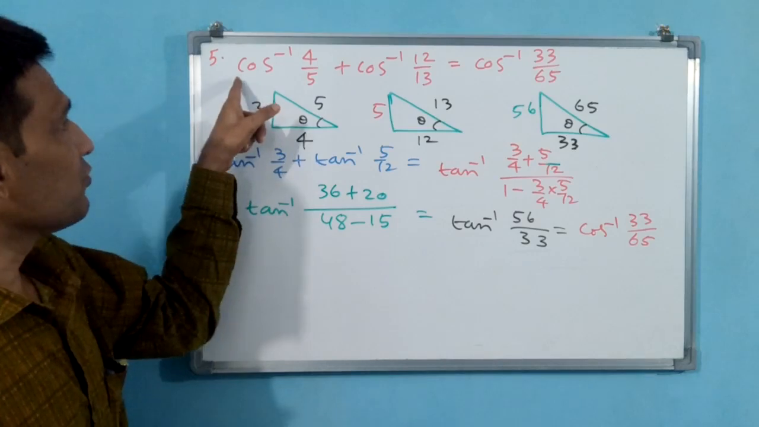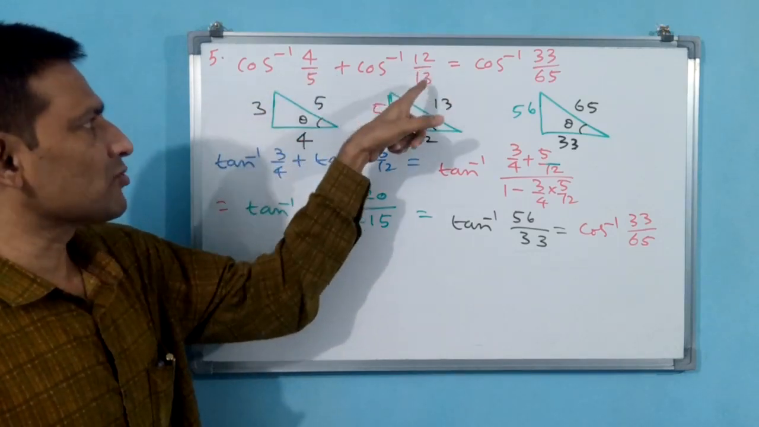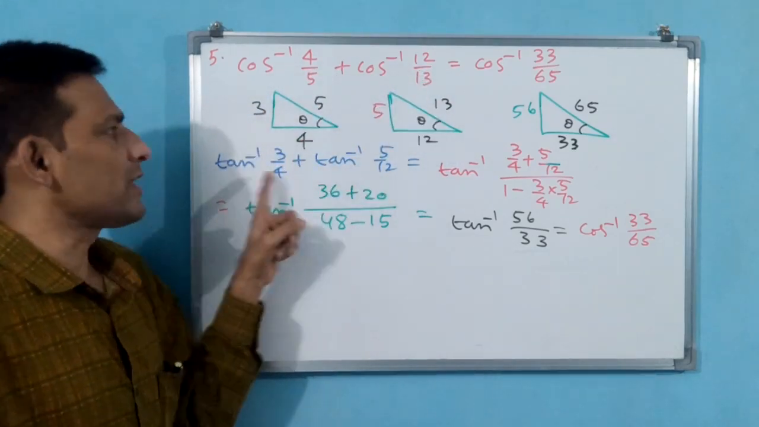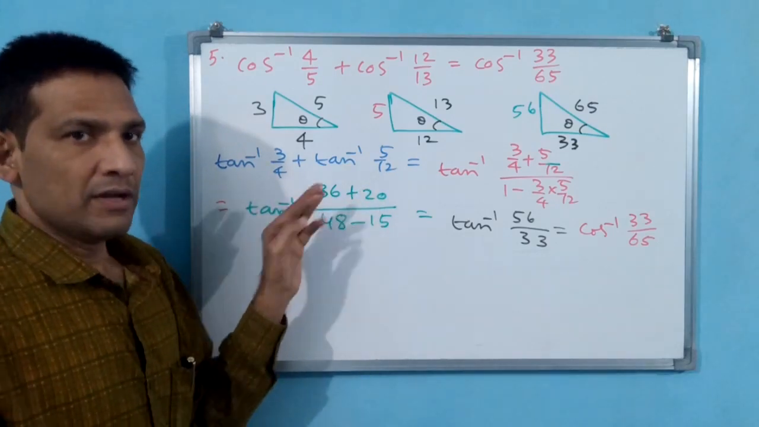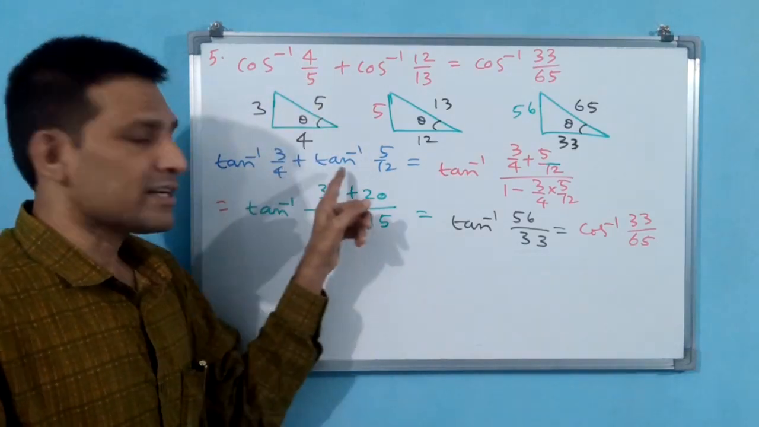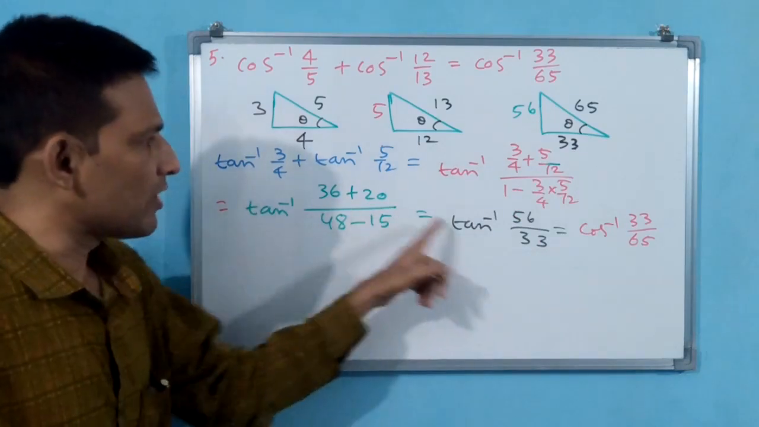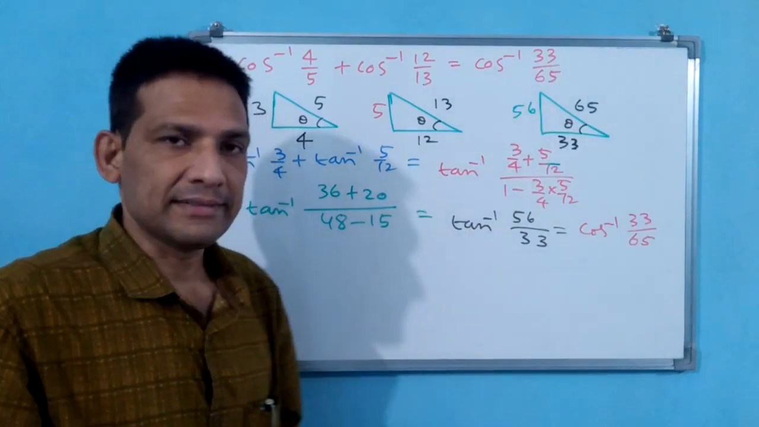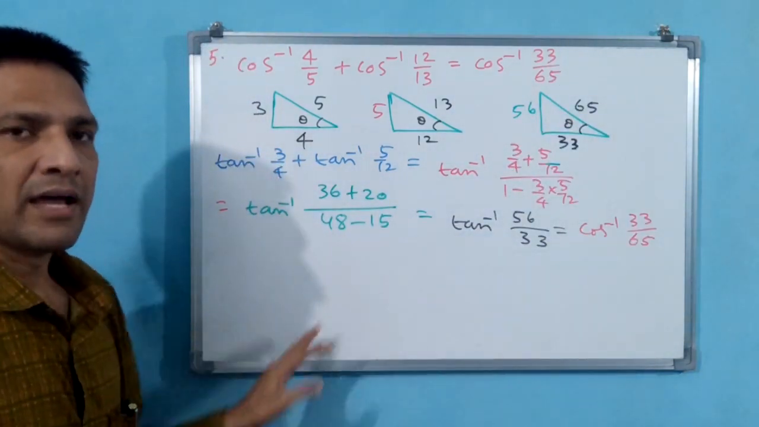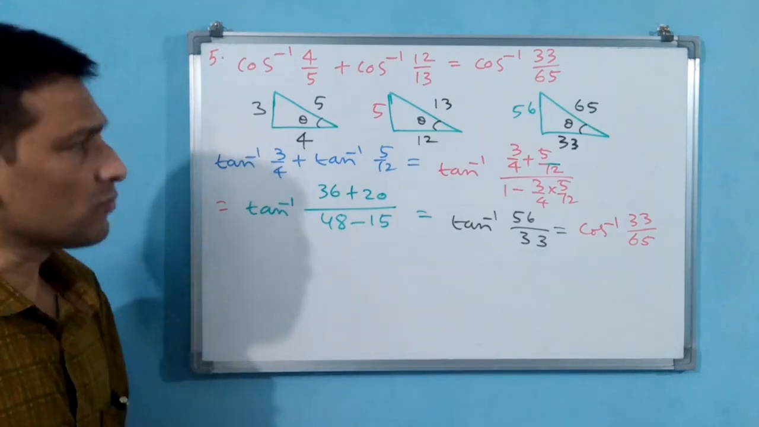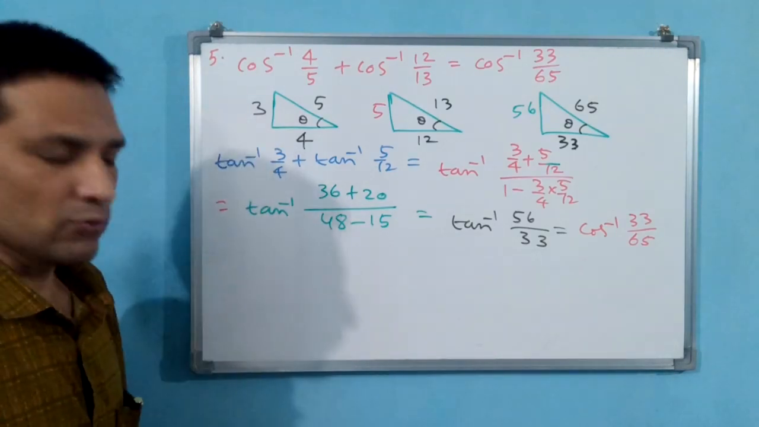Here also, first you write cos inverse 4 by 5 plus cos inverse 12 by 13 is equal to, then you write these two. Because LHS you have converted to tan, and tan also finally you have converted to cos, that is RHS. LHS is equal to RHS, hence proved. That you have to write. Let us go for the sixth question.